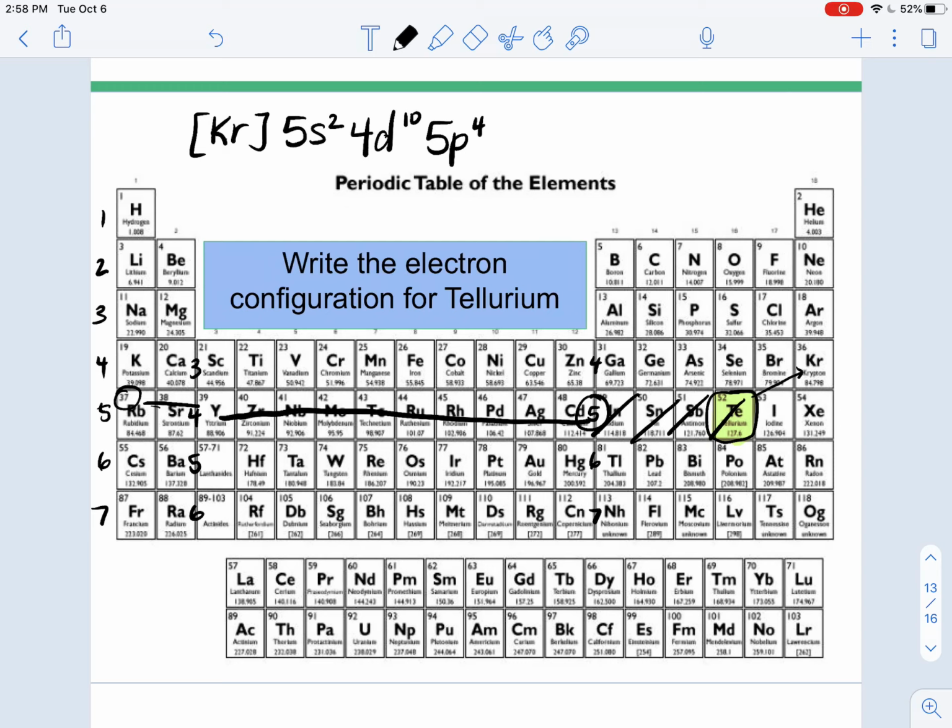Again, let's just really quickly check our count for electrons. Krypton's 36, plus 2, plus 10, plus 4. All right, that's going to give us 36, 37, 38, 48, plus 4 more, 52. Perfect, because tellurium's number 52 on the table. So we're accounting for all 52 electrons.